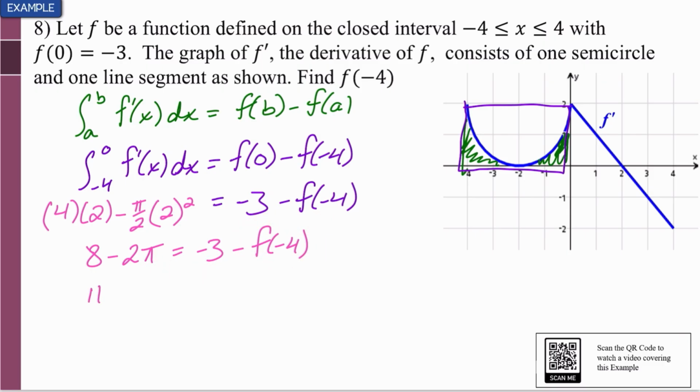So that's going to become 11 minus 2 pi equals negative f of negative 4. But since I want it to be positive, we're going to just multiply everything by negative 1. Negative 11 plus 2 pi equals positive f of negative 4.